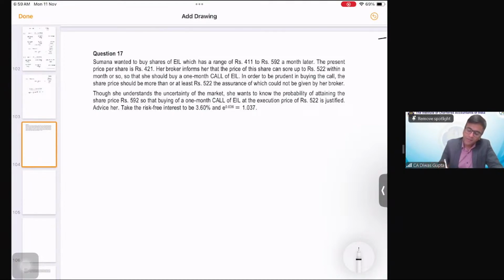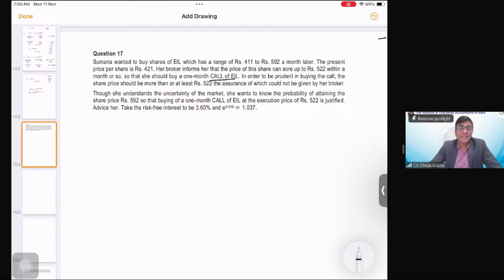So if you see, the expectation is that the price will go up. The current price is how much? 421. So if the expectation is that the price will go up, in terms of options, you will buy a call option. That's what the broker is also suggesting to Suman. In order to be prudent in buying the call, the share price should be more than or at least 522, the assurance of which could not be given by her broker.